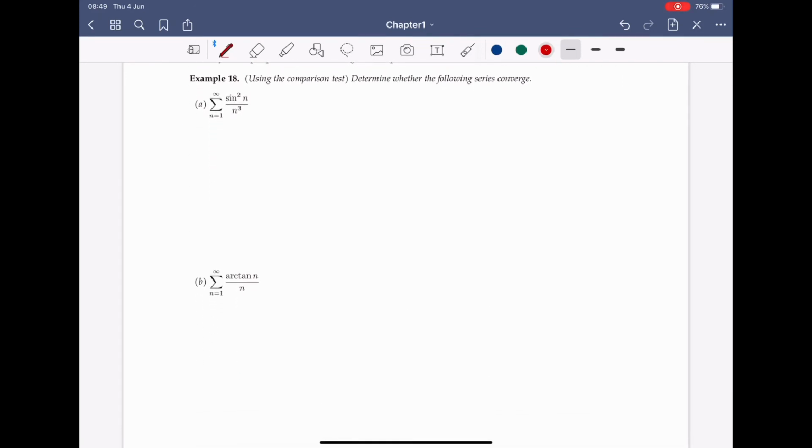So I have the summation of sine square n over n cube, where n starts from 1 to infinity. When you see sine and cosine, let's use the squeezing technique, because it should work. When you have sine and cosine, you should bound it by -1 and 1. So we know that sine n is going to be between -1 and 1 for sure, for all n.